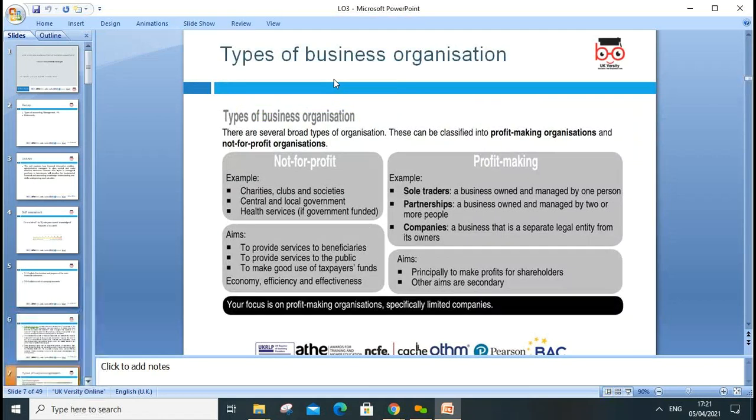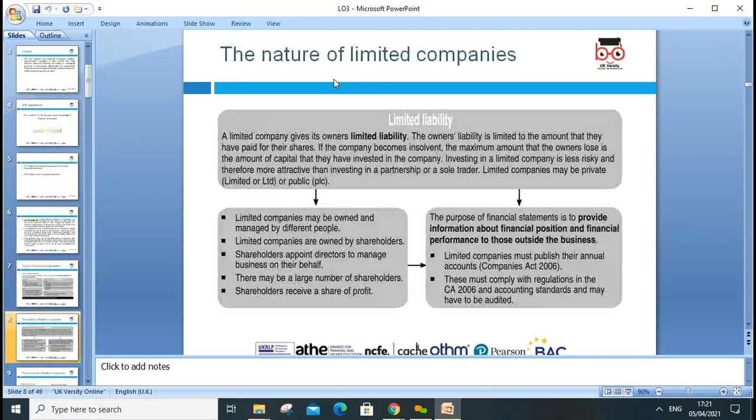If you have any questions, you can ask. Now, types of business organizations: not-for-profit organizations and profit organizations. As we discussed, sole trader, partnership, and limited company are normally known as profit organizations. Charities and NGOs are non-profit organizations. Their purpose is welfare, not earning profit.